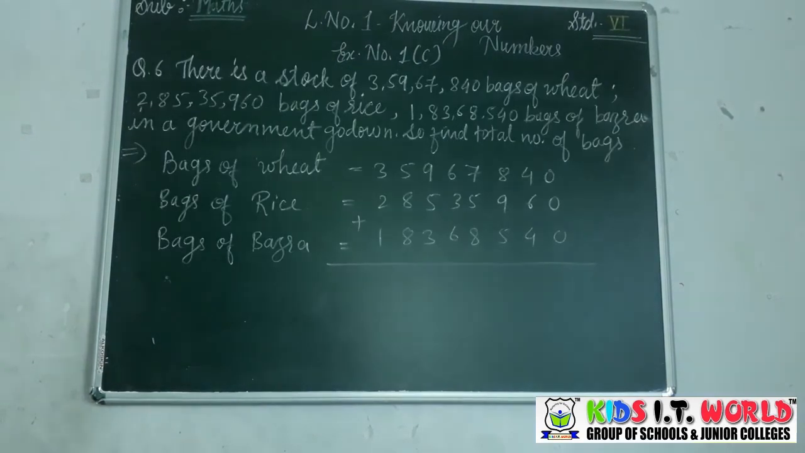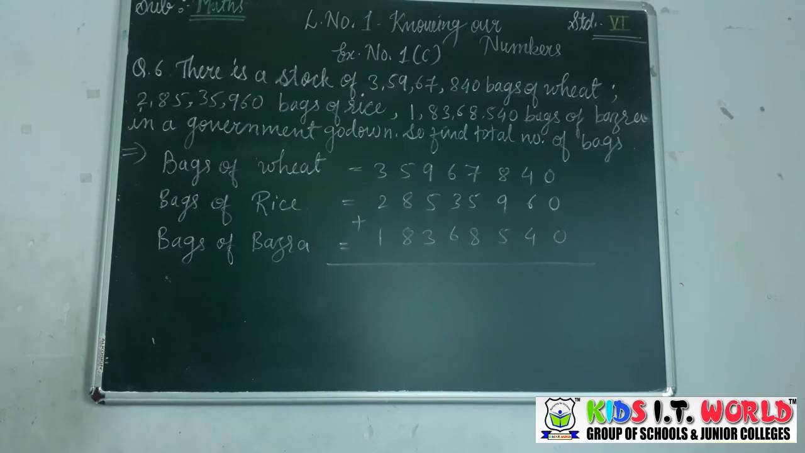Now here the word problem is given to you. So when you solve the word problems, first of all you will read the word problem carefully. So we will read the word problem here. The question is given to you that there is a stock of 3,59,67,840 bags of wheat, 2,85,35,960 bags of rice, 1,83,68,540 bags of bajra in a government godown. So how many total number of bags are there in a godown? So here the bags of different things are given to you.